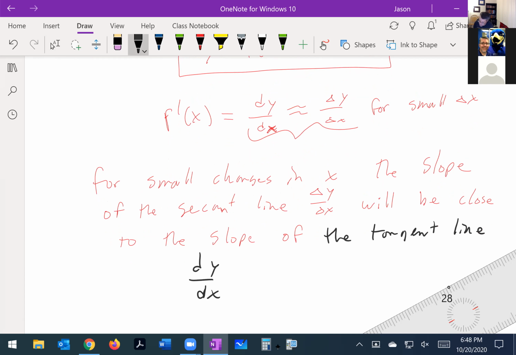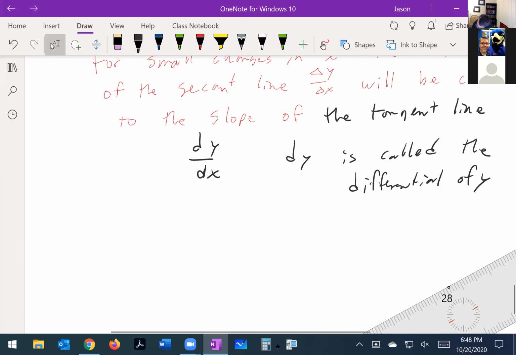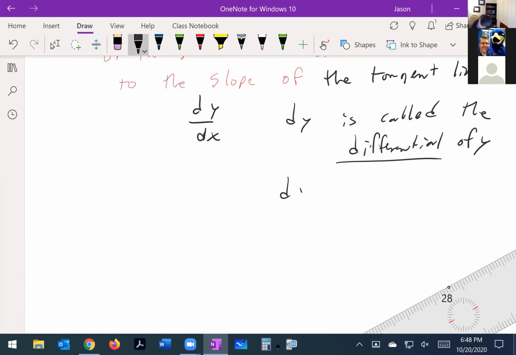Now, dy is called the differential of y, and dx is called the differential of x.